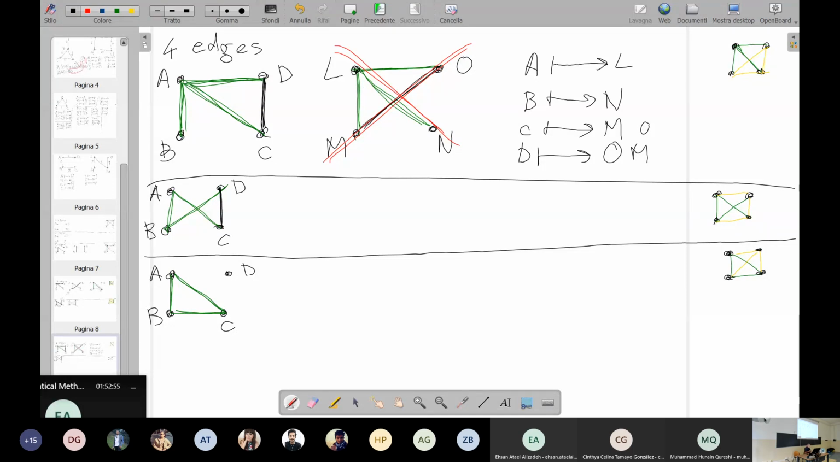Okay, then what happens if I add this? Okay, nothing new, a triangle with a tail. So, no. What happens if I add this? Nothing new, triangle with a tail. What happens if I add this? Nothing new, a triangle with a tail. So, nothing out of this. So, I just get 2 new with 4 edges. Okay? And let's go to 5 edges.